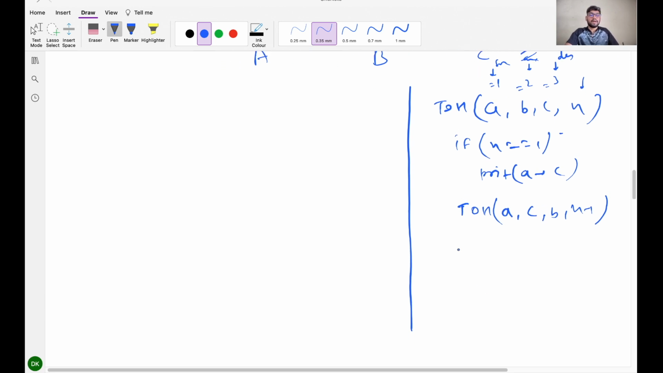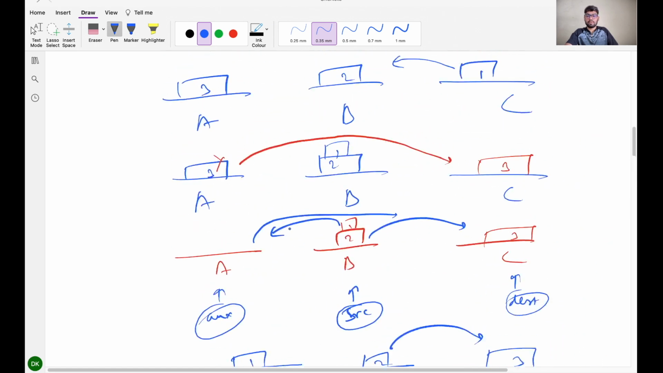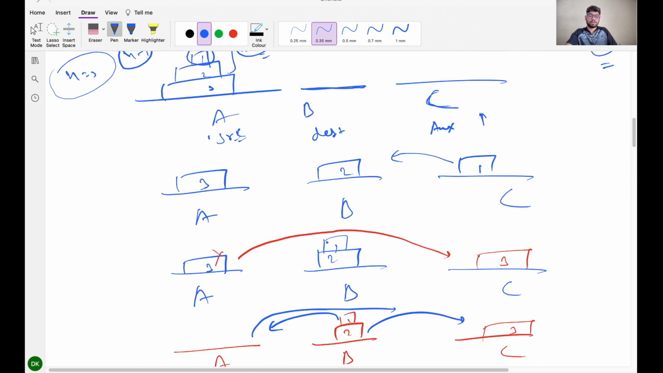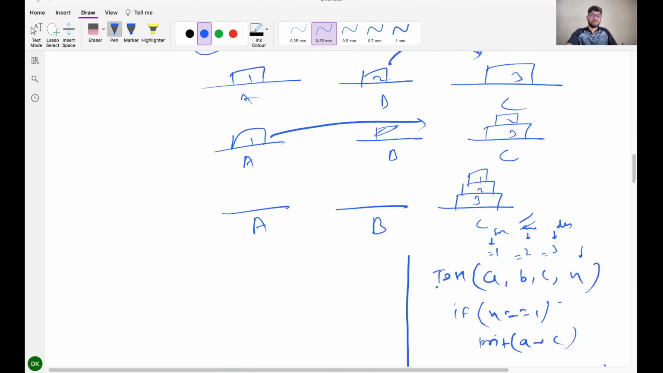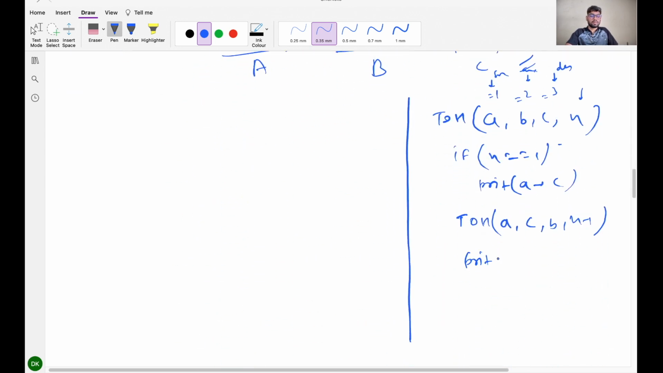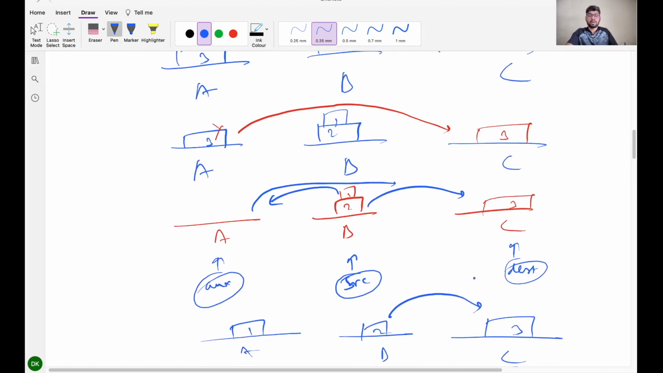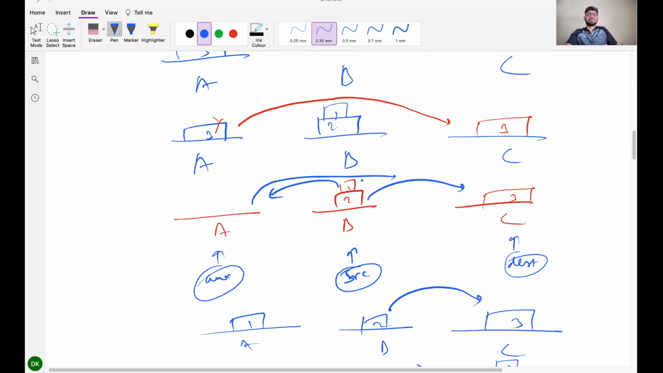After placing all the n minus 1 disks from A to B, what do I have to do? I have to place my largest disk, that means the nth disk, from A to C. So again I have to print A to C. This is my first step, this would be my second step, and after that what would be my last step? I have to again move all my n minus 1 disks from B to C.